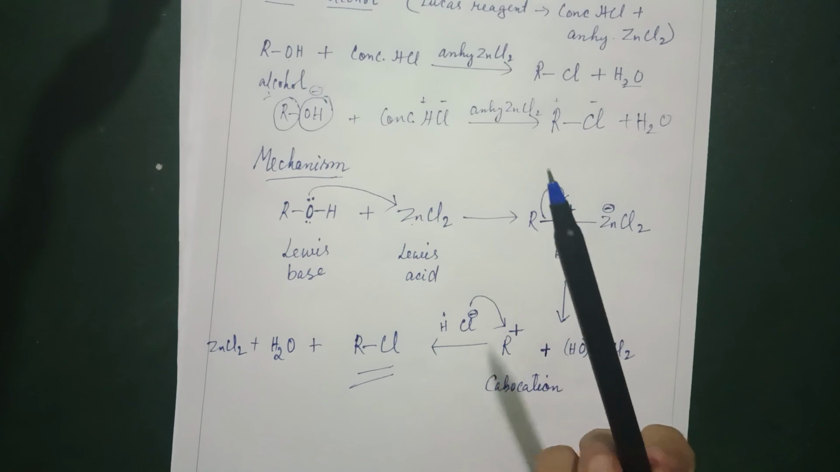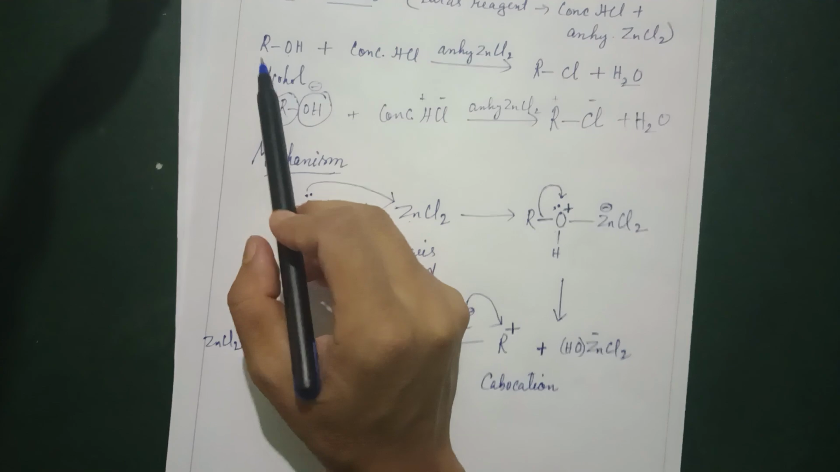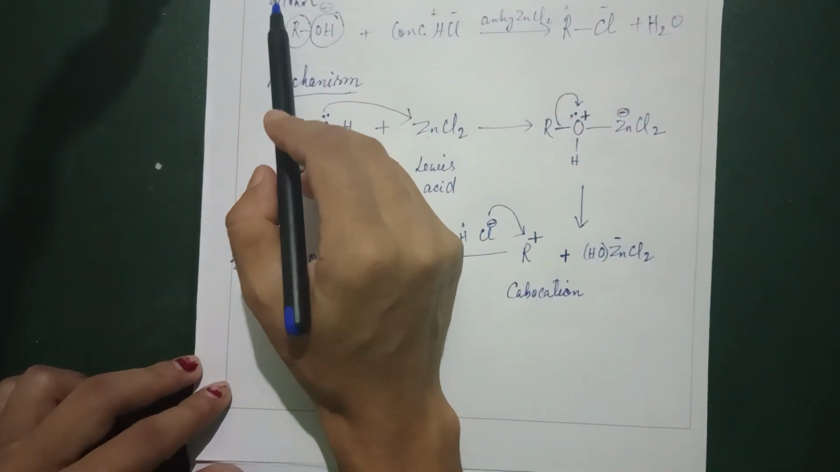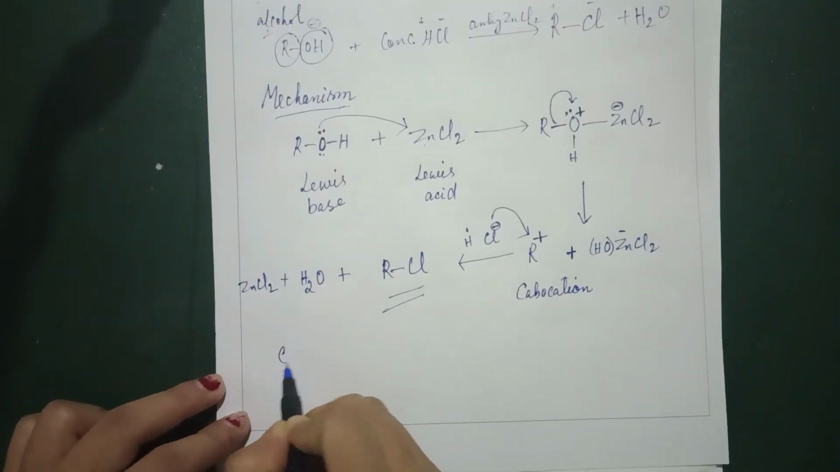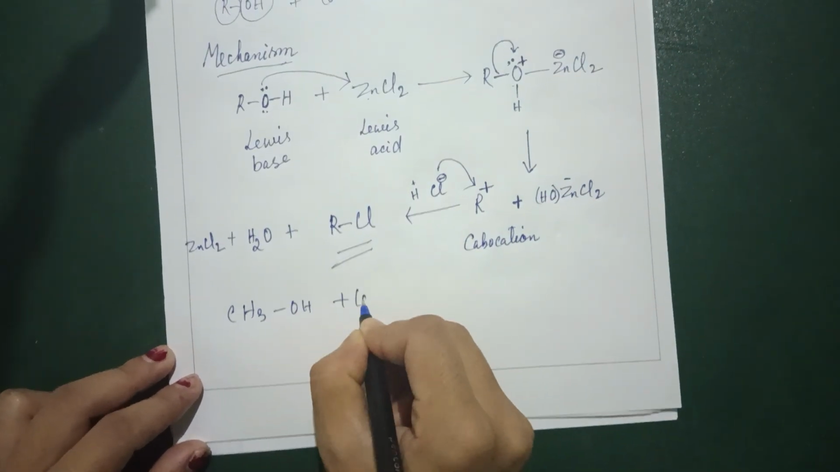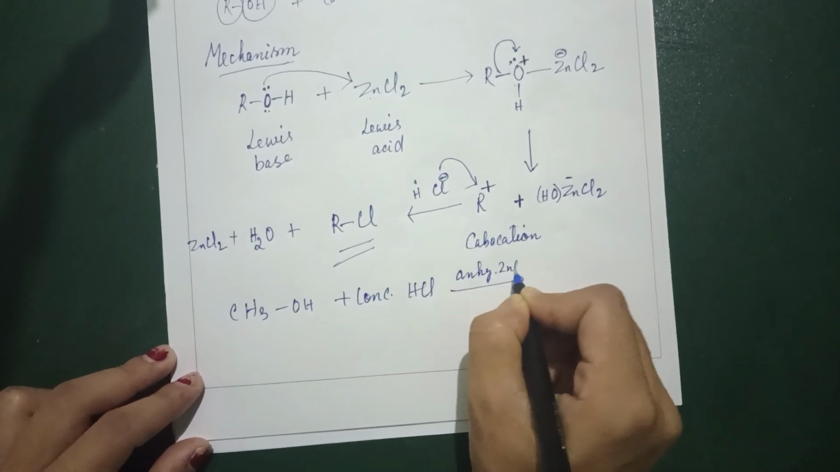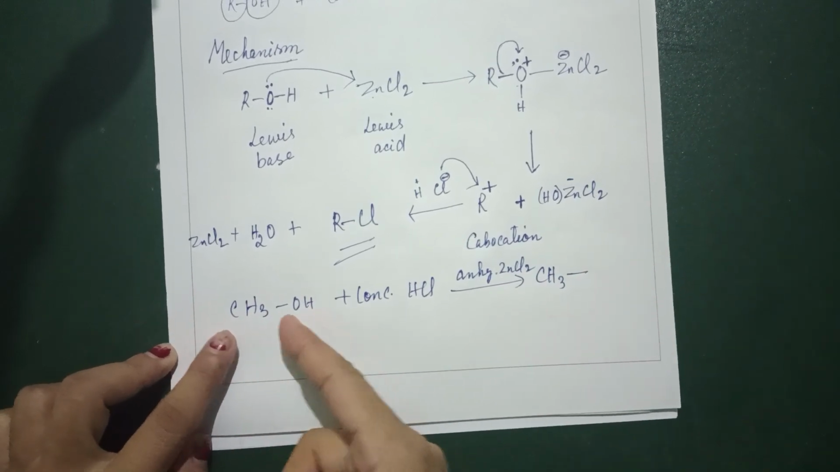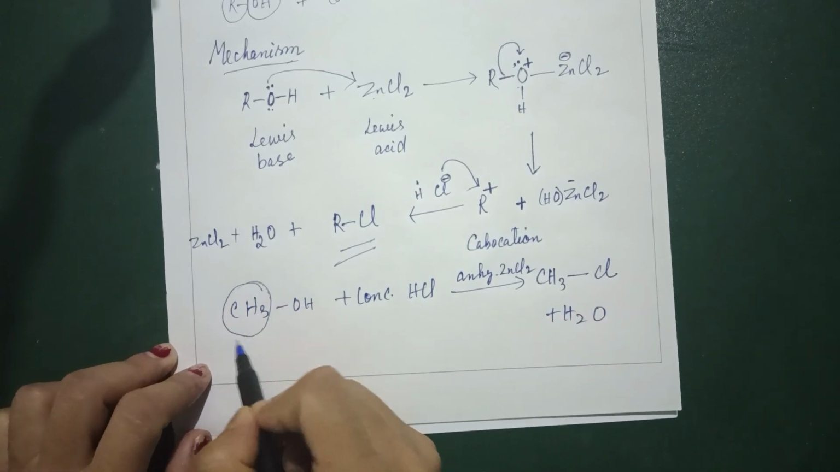So how to learn this reaction? First you have to know what is alkyl halide and what is alcohol. I have just taken R, but you can take different alkyl groups. You can start with CH3OH plus concentrated HCl, then anhydrous ZnCl2. Then what we have to do? We just keep R in its own place, then replace OH by Cl, and the remaining product is H2O. So in this way, it will go on changing.